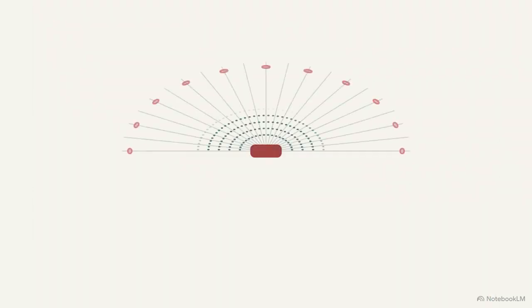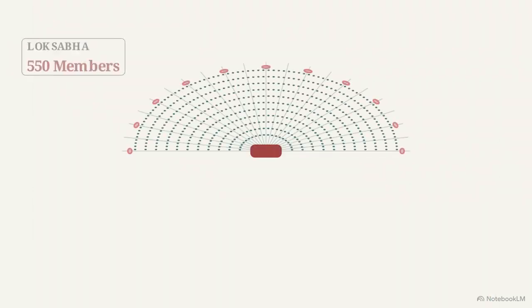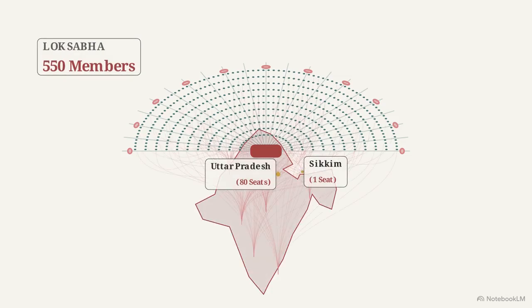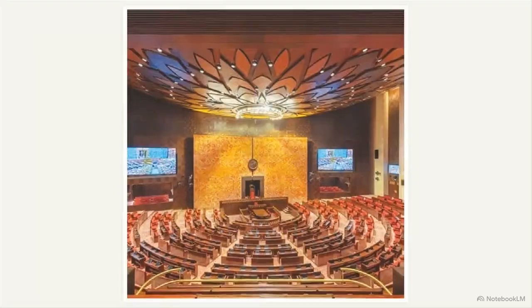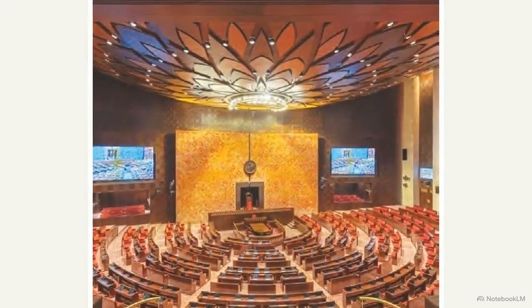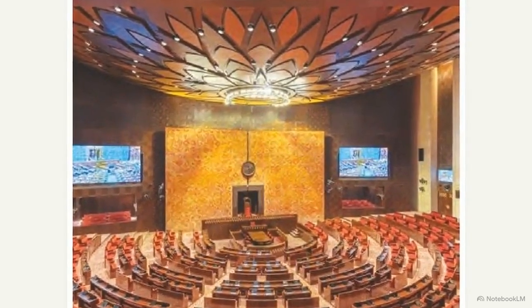With a capacity of 550 members, this is the room for direct representation, where seats are allocated based on the population of each state. Across the hall is the Rajya Sabha, the Council of States, which uses a lotus-themed design and is draped in red.